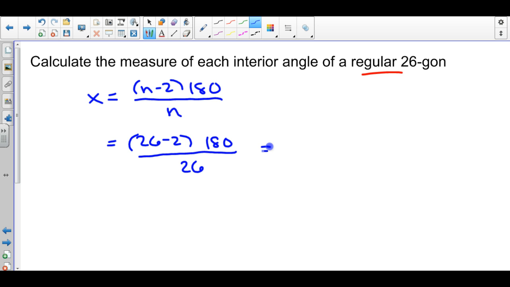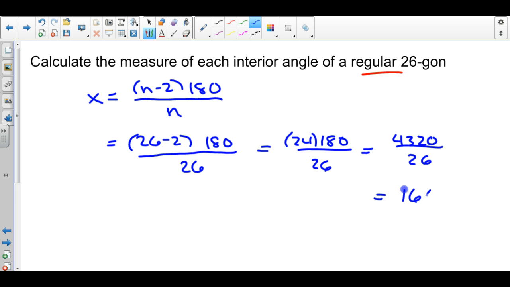On top, I'm going to end up with 24 times 180 all over 26. So the numerator is going to come out to 4320. Your denominator is 26. And again, what we are solving for is the measure of each one of those interior angles. I'm going to round to the nearest hundredth, so it's going to be 166.15 degrees.